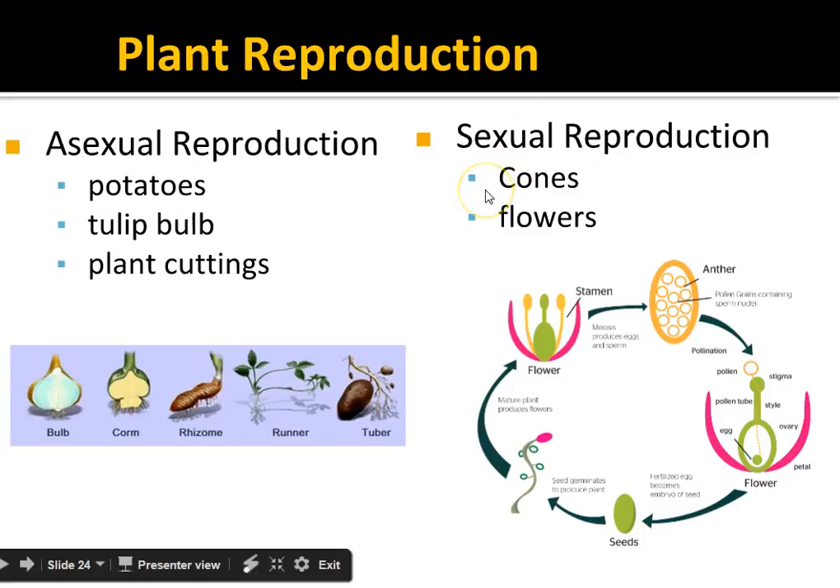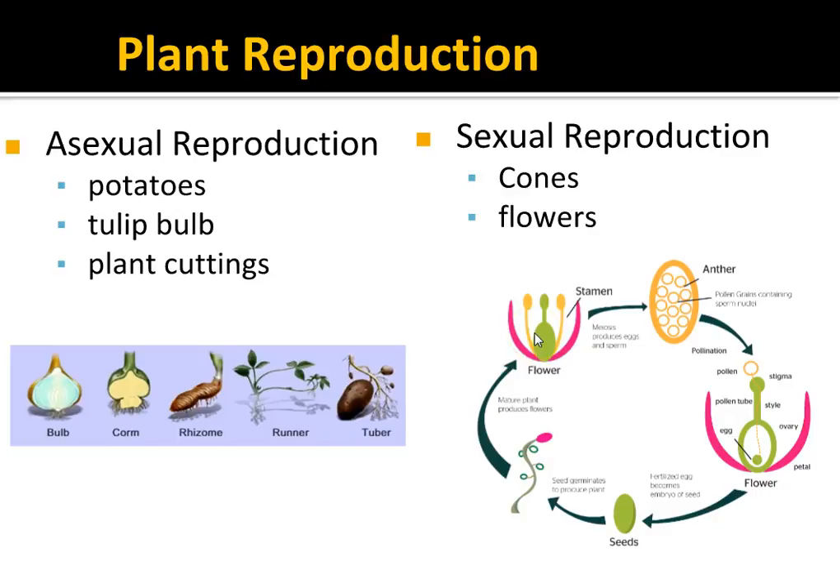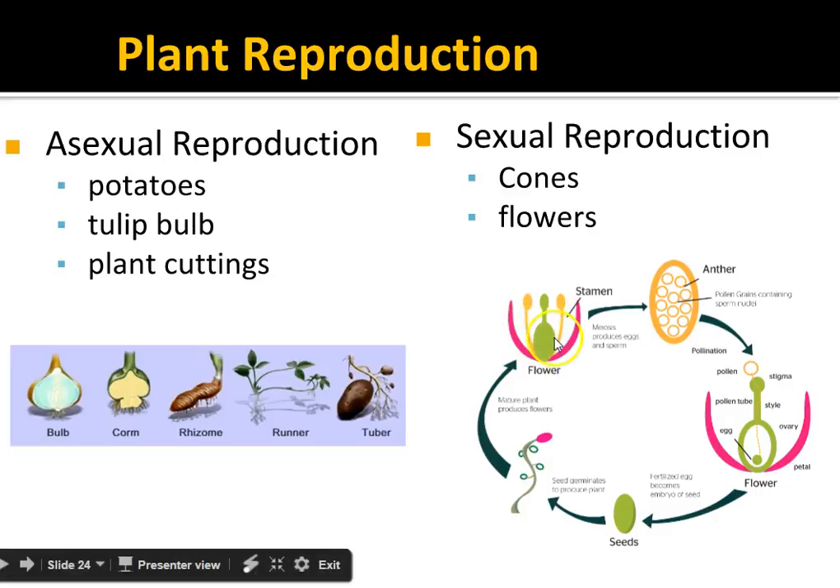So if you think of gymnosperms, they're able to produce cones. So the pine cones are their reproductive parts. They contain the pollen, and the pollen can then be received by the female part of the flower and produce the seed. So angiosperms are the flowering plants. Flowering plants typically have both male and female parts. Some plants have just the male parts, and some plants have just the female parts.